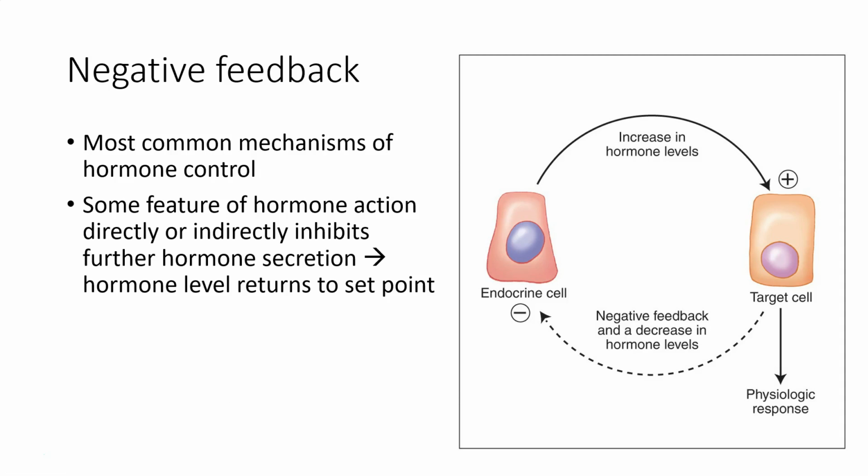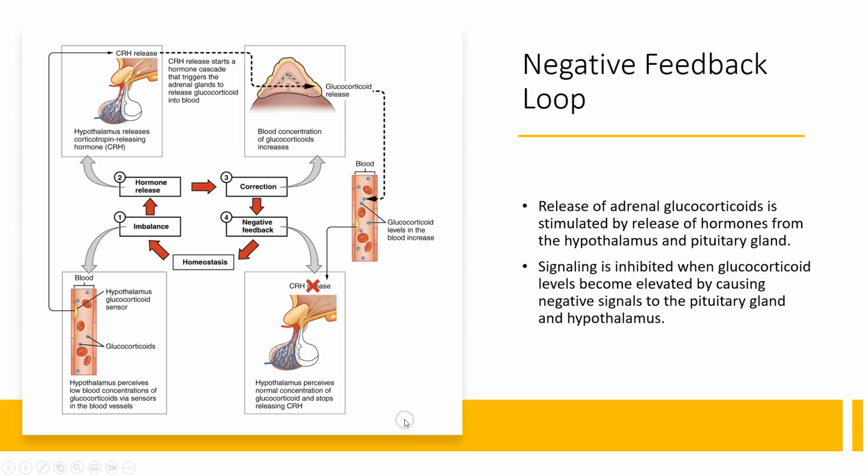The most common mechanism of hormone control is negative feedback. Big picture, this means some feature of the hormone action will either directly or indirectly inhibit further hormone secretion so that the hormone level will return to set point. So let's look at this in a more specific example to help you understand.